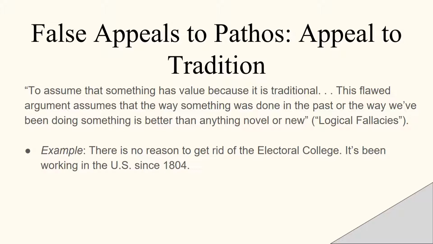Many writers also use faulty appeals to emotions in their arguments. Let's take a look at a few of those next. For example, the appeal to tradition fallacy argues that something has value simply because it has withstood the test of time, which makes it traditional. For example, someone who supports the electoral college system might argue that we should keep it simply because it has been around in the United States since 1804.